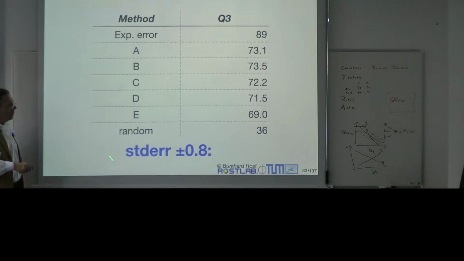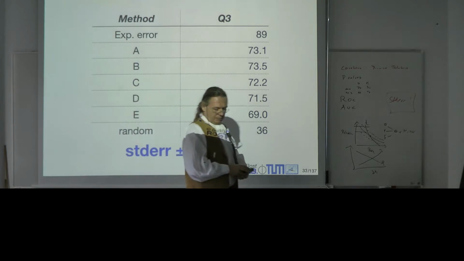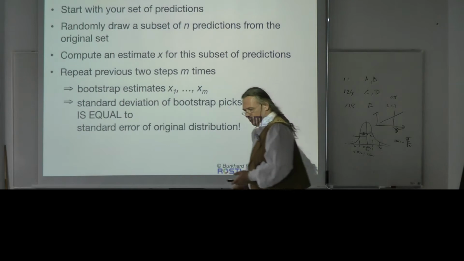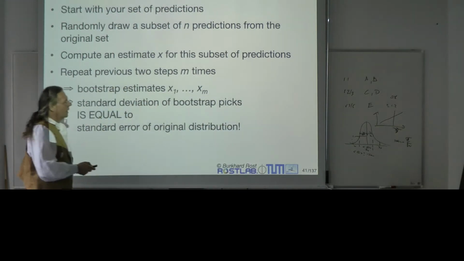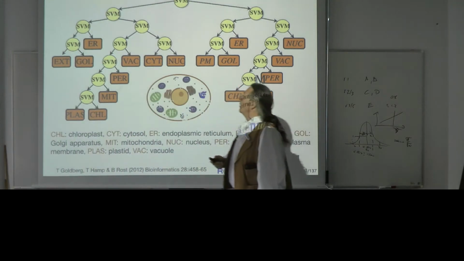Say the standard error were 0.8. I have these 5 methods here, and I would ask you to please sort them. So you do a bootstrap, and that brings us to how well does the method work. How well does the method work?